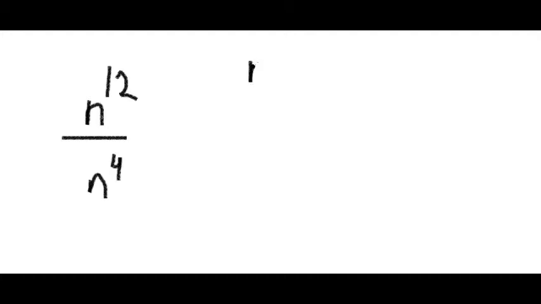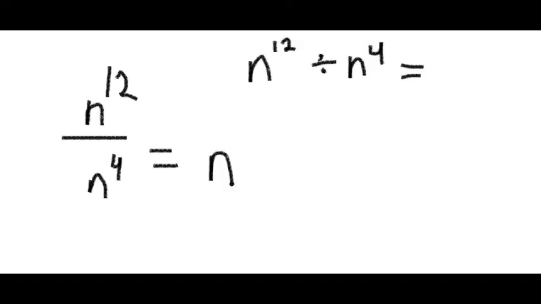Okay, next problem is 9 to the 9th power over 9 to the 5th power. Well, I'll change it to n to the 12th power over n to the 4th power. Alright, that's the same thing as saying n to the 12th divided by n to the 4th. And all we did was subtract. So 12 minus 4 is 8. So it's n to the 8th power. Okay? Hope that helps you out.